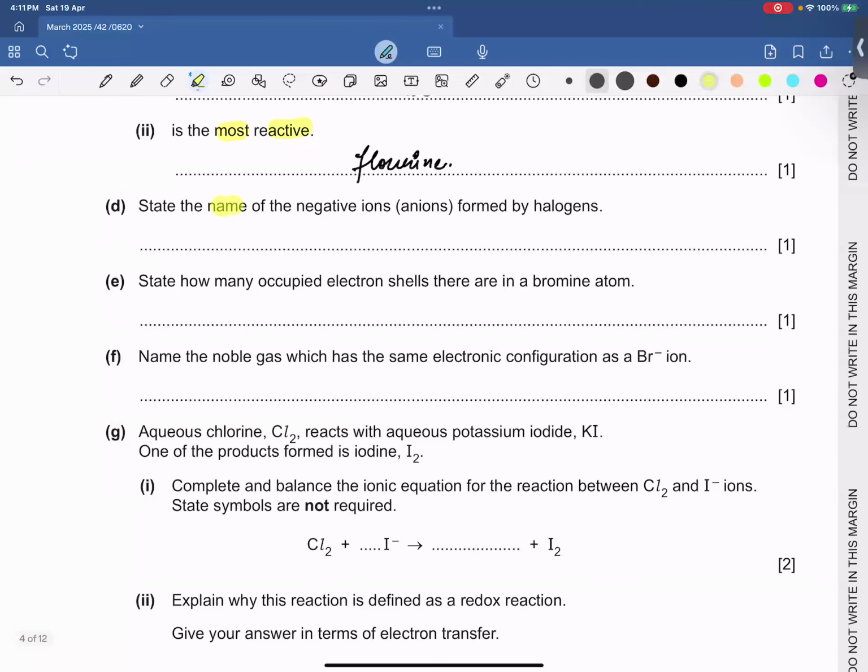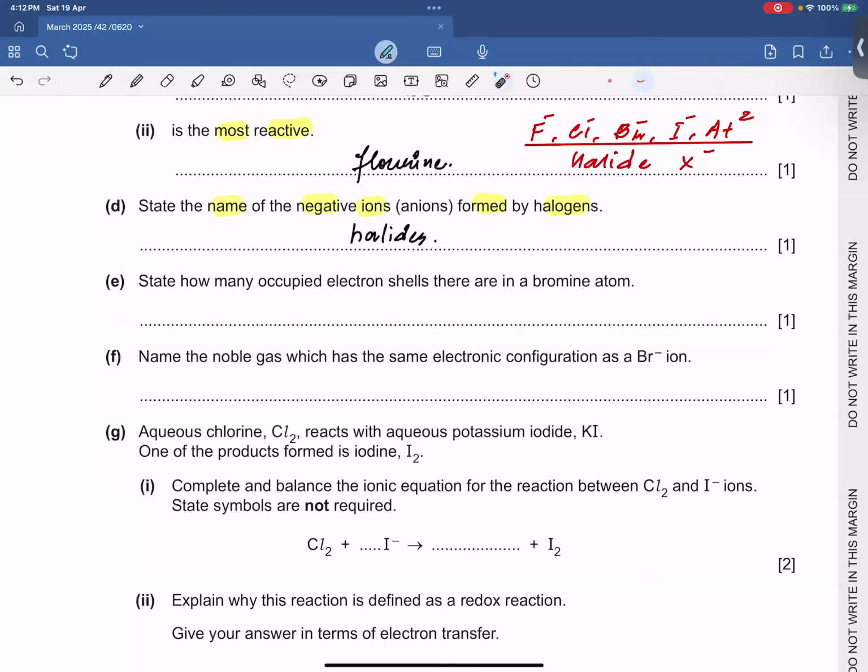State the name of the negative ions formed by the halogens. I've told you in the class, halide ions. I've told you in the class that fluoride, chloride, bromide, iodide, and astatide are generally called halides, and all halides are generally represented by X negative symbol.